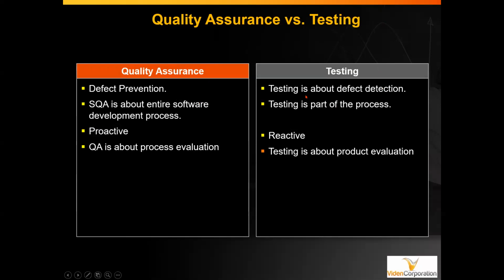Now, these are some of the differences between quality assurance and testing. Defect prevention, defect detection. Software quality assurance is about the entire software development process. Testing is part of that process. Like a developer is part of the process and their job is to build the product. Testers are also part of the process, where they test the product. Quality assurance is proactive, testing is reactive. QA is about process evaluation, testing is about product evaluation.